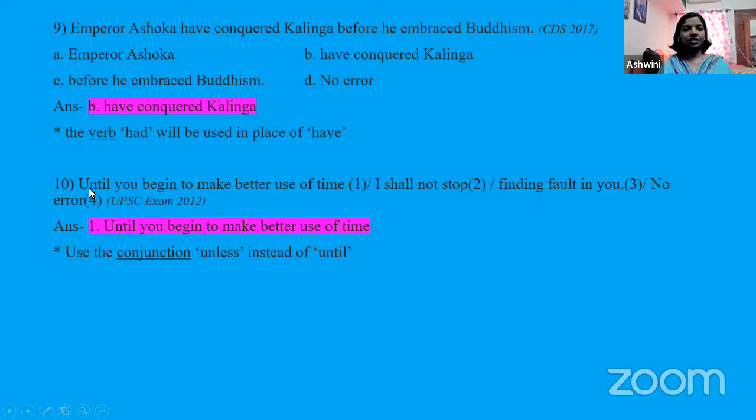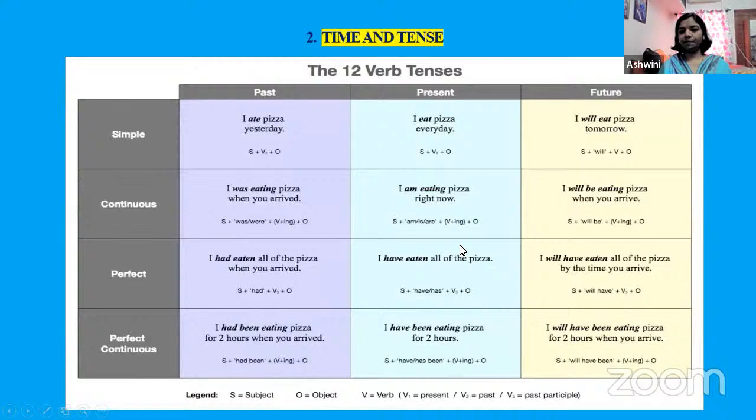So that's this is... you will get to know exactly what "until" is. Here, instead of "until", you have to use "unless". The conjunction "unless" is used instead of "until". We have to use "unless". Okay, now this is all about the parts of speech.